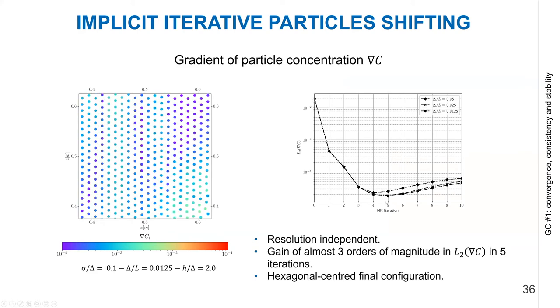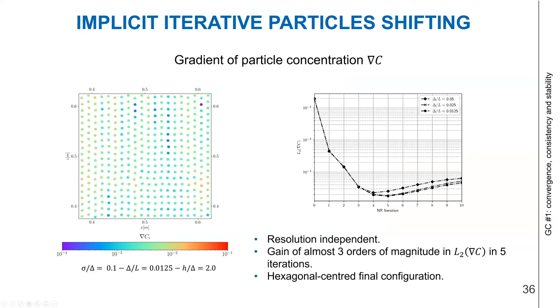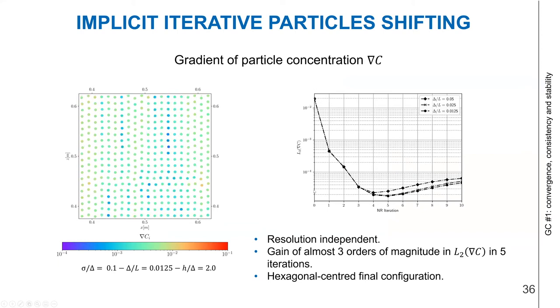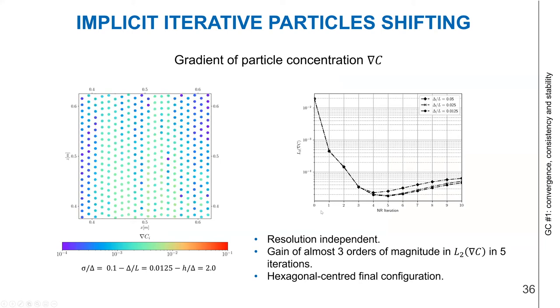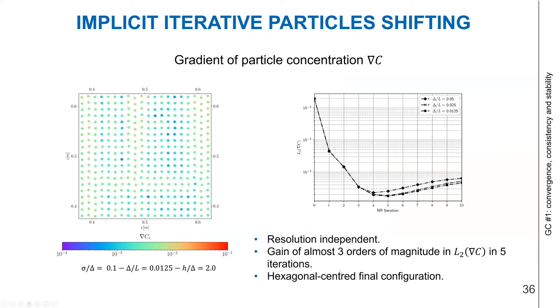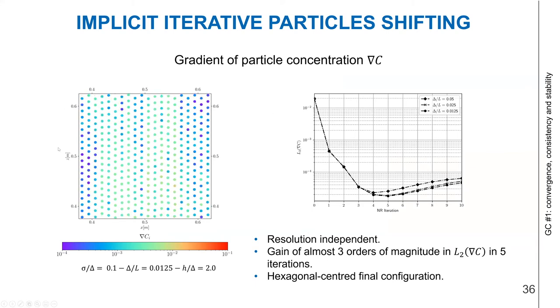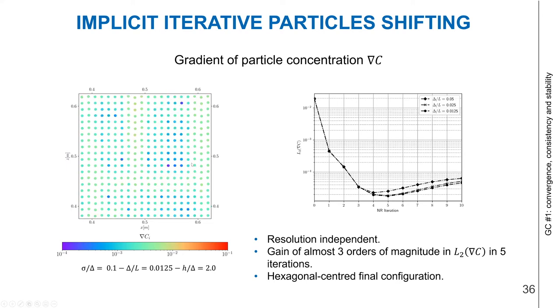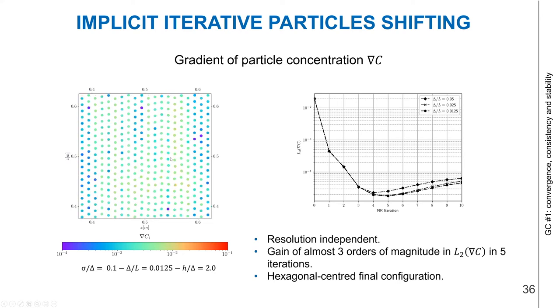In 4 or 5 Newton-Raphson iterations, we were able to reach the minimum value of the L2 norm of the gradient of C, which is 1, 2, 3, 4 orders of magnitude smaller than the initial one. Please note that we started from a pseudo-random particle distribution, but particles at the end of the iterations were rearranging themselves in a hexagonal centered final configuration.